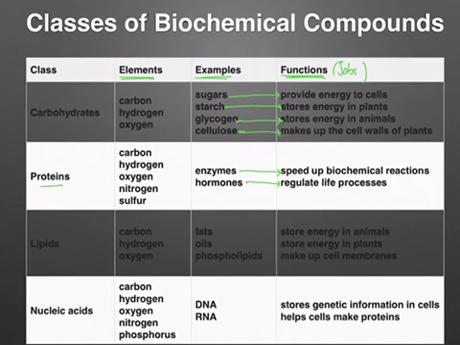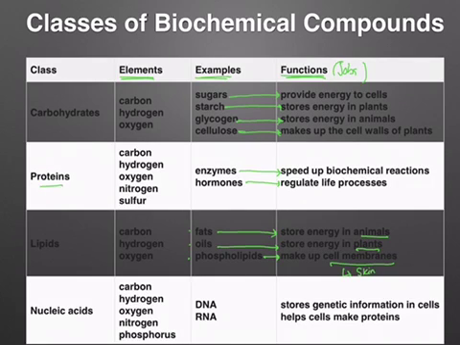Next we have lipids. Lipids include fats, oils, and phospholipids, and they each have specific jobs. Fats store energy in animals. Oils store energy in plants. And phospholipids make up cell membranes. And if you remember, cell membranes are like the skin around all cells.